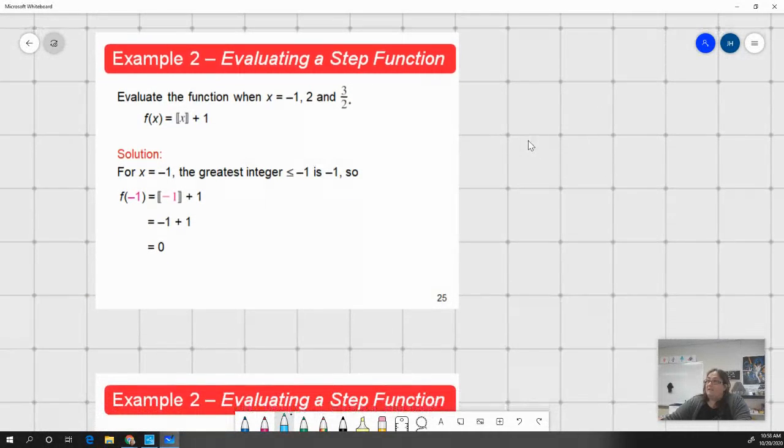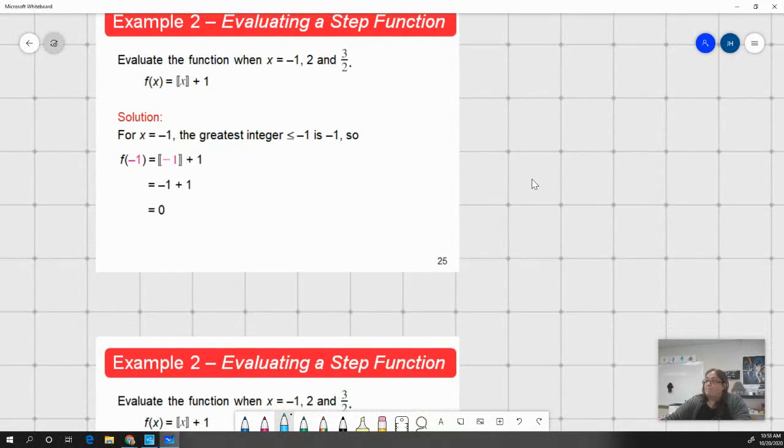When evaluating a step function, it says evaluate the function when x equals -1. What does that mean? It means what is f of -1. When we're talking about step functions, it just means that here where we would have x, we're going to put in -1.